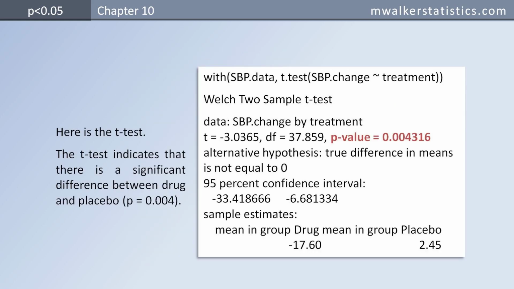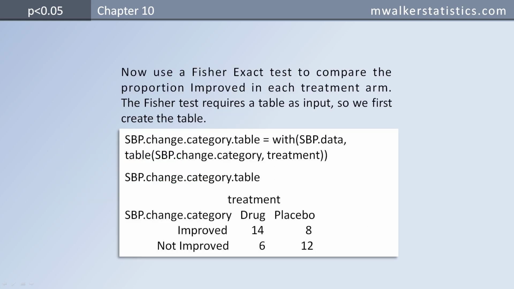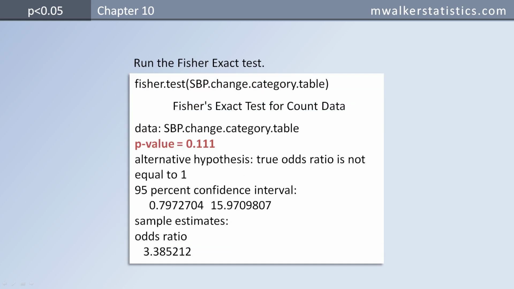Here is the t-test. The t-test indicates that there is a significant difference between drug and placebo. P equals 0.004. Now use a Fisher exact test to compare the proportion improved in each treatment arm. The Fisher test requires a table as input, so we first create the table. Run the Fisher exact test.